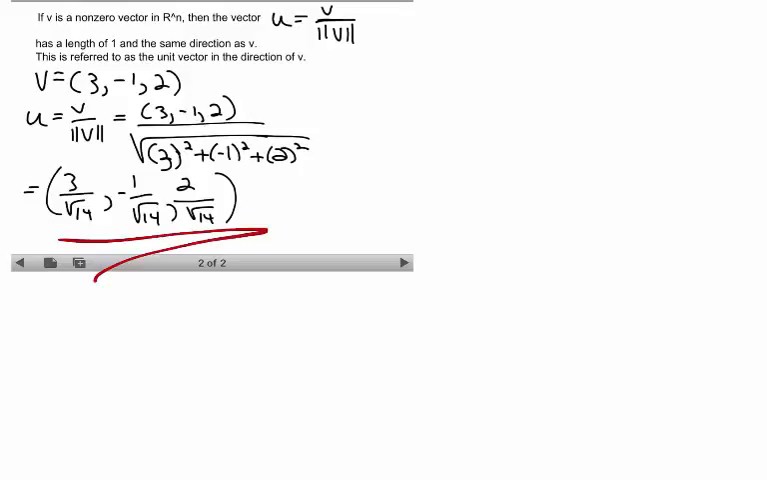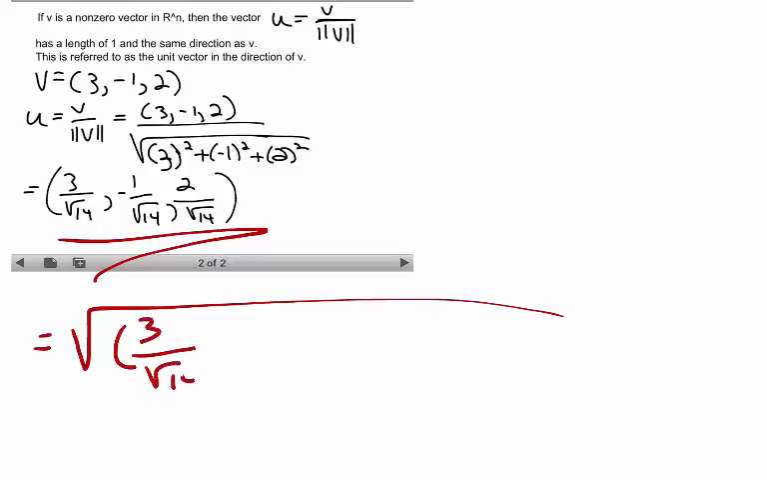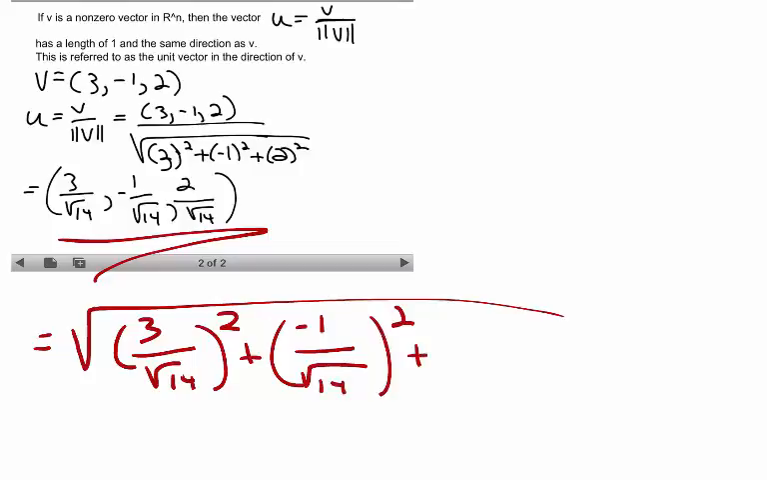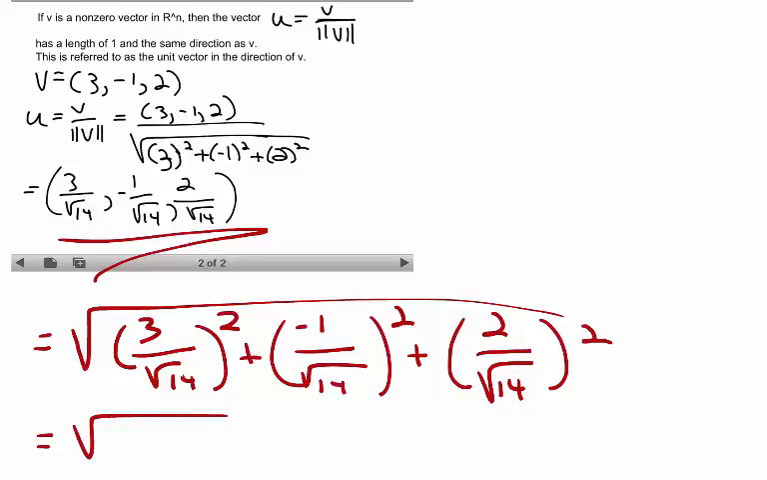So we take these values and plug them into our formula for finding the length or magnitude, and we get the square root of 3 over the square root of 14 squared plus -1 over the square root of 14 squared plus 2 over the square root of 14 squared. This equals the square root of 14 over 14, which is the square root of 1, which is equal to 1. And we have verified the unit vector in the direction of v.